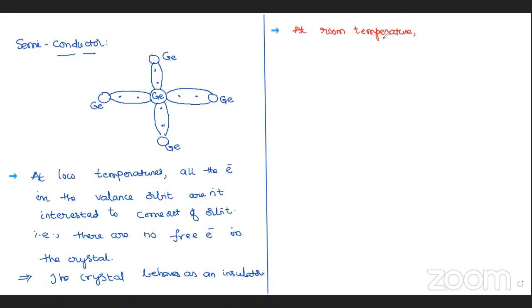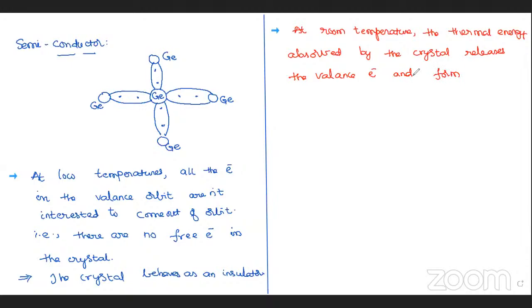Yes, we accept, but that is sufficient to eject the free electrons, sorry, to eject the valence electrons particularly. The thermal energy absorbed by the crystal releases the valence electrons and forms free electrons. In turn, the free electrons are available to conduct the current.